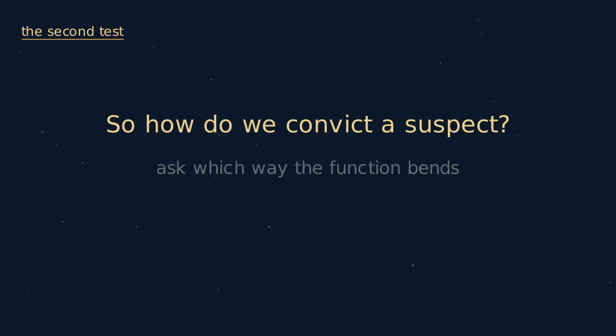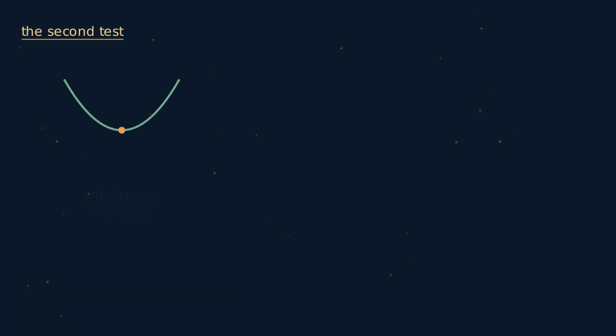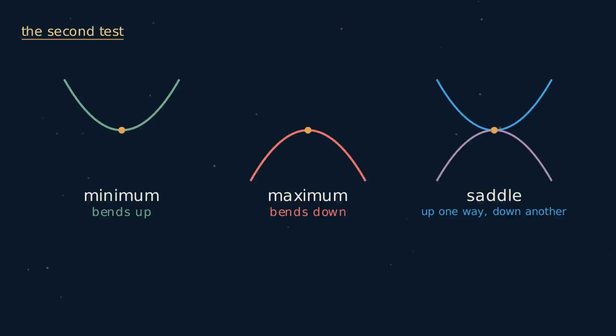So how do we convict a suspect? We ask a second question. Which way does the function bend? If it bends upward at the stationary point, like the inside of a ball, you are sitting at the bottom of something. A minimum. If it bends downward, like a dome, you are standing on top. A maximum. And there is a third possibility, one that only appears once you have more than a single direction to move in. Uphill this way, downhill that way. A saddle. Perfectly flat, and going nowhere good.